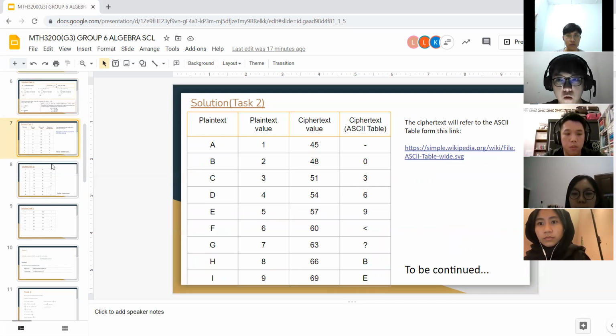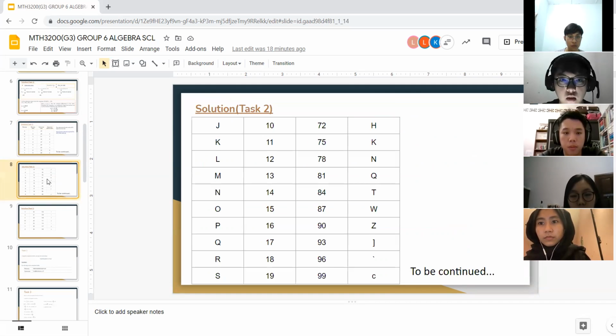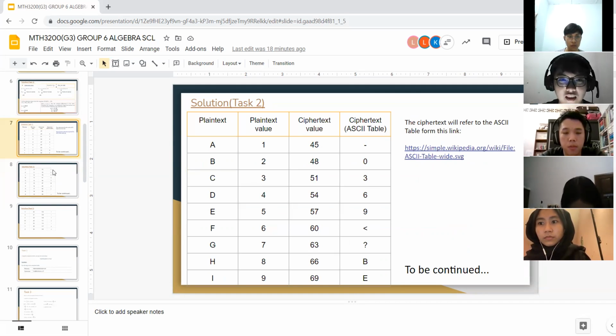After we find all the ciphertext values, we can complete the table. So here is the table: the plain text from A to Z, the plain text value and the ciphertext value. The last column is the ciphertext, which I refer to the ASCII table. Here is a link where I refer.